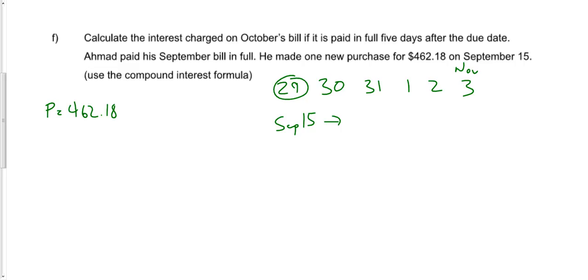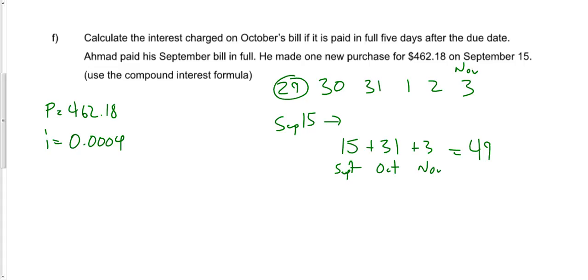So that means 15 days in September that he's being charged, plus 31 days in October that he's being charged interest for, plus 3 days in November that he's being charged interest for. So in total, he's been charged interest for a total of 49 days. That's how many compounding periods there are, according to what we've discovered. We know that his i value, his daily interest rate, is 0.0004. We'll take our answer from the previous one. And we also know that the total number of compounding periods in this case is 49.